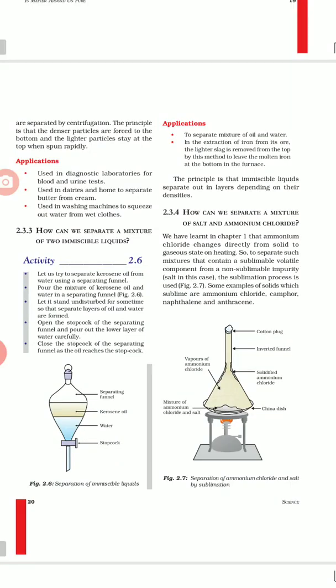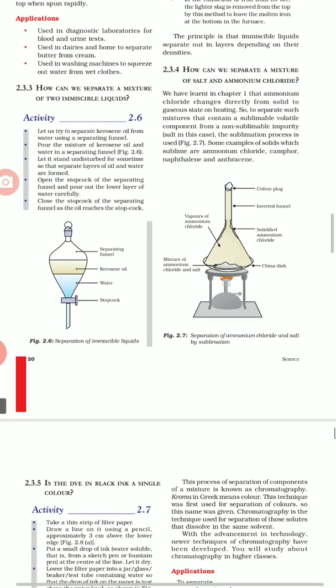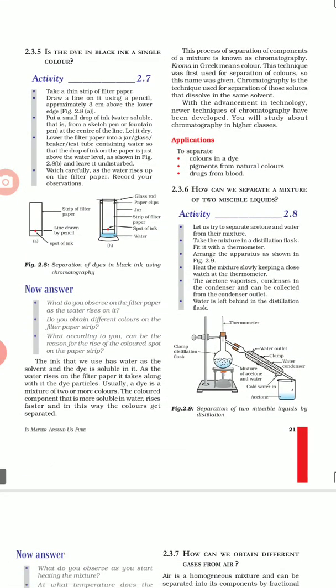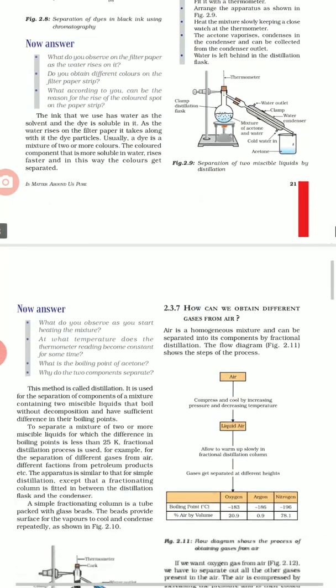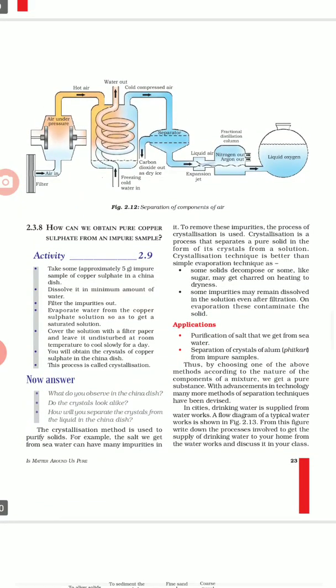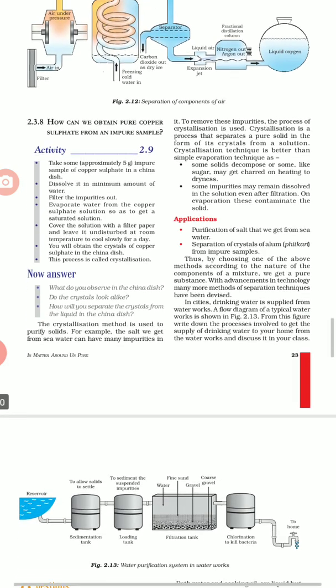Then we had the separating funnel, then we saw sublimation, chromatography, distillation, fractional distillation, and the last one was crystallization. So these were the different techniques that we have discussed. Now, another interesting fact: in cities, drinking water is supplied from waterworks. They have shown us a flow chart of how the water is purified.